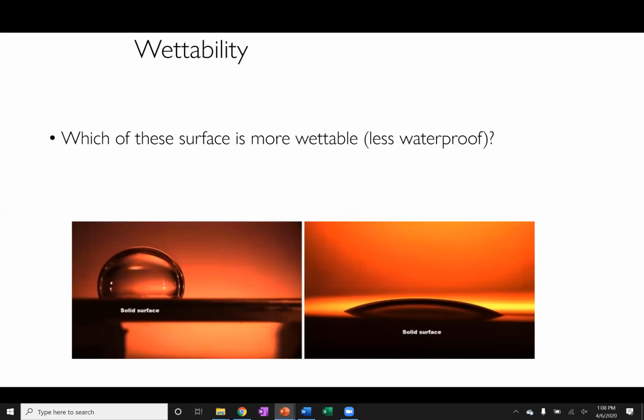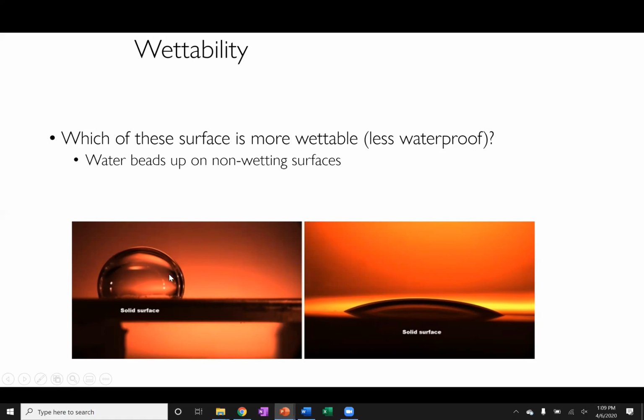So wettability is simply whether or not a substance can physically absorb a liquid. So something like your shirt can easily absorb water. Something like a piece of paper cannot very easily absorb water. Something like wood is not very good at absorbing water. And so we can physically just look at this. We have two solid surfaces here. And we can ask the question, which of these surfaces is more wettable, i.e. less waterproof?